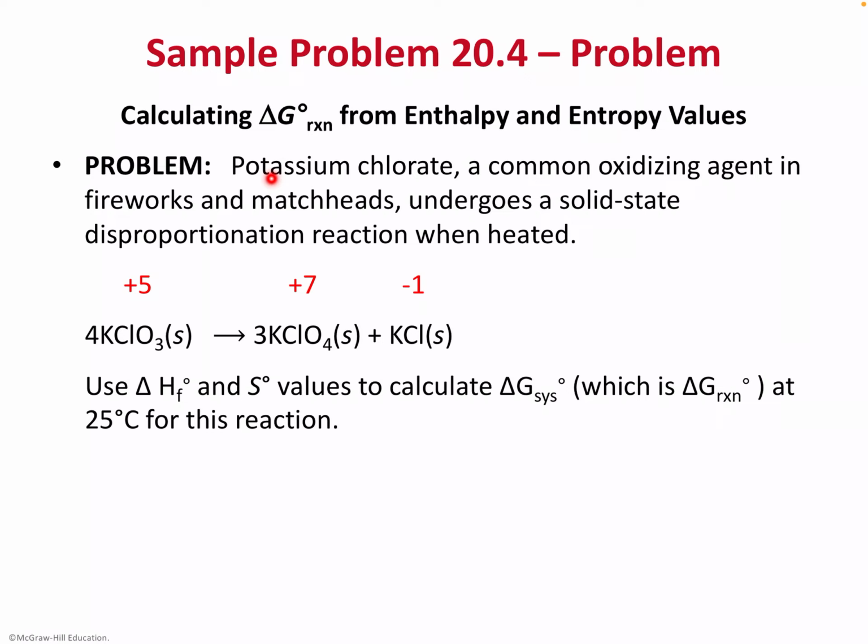For example, calculating delta G naught from enthalpy and entropy values. Potassium chlorate, an oxidizing agent, undergoes a solid state disproportionation reaction when heated, giving you potassium perchlorate and potassium chloride. Use delta Hf naught enthalpy values and entropy values to calculate delta G naught of the system, which is also the delta G naught of the reaction at 25 degrees for this reaction.